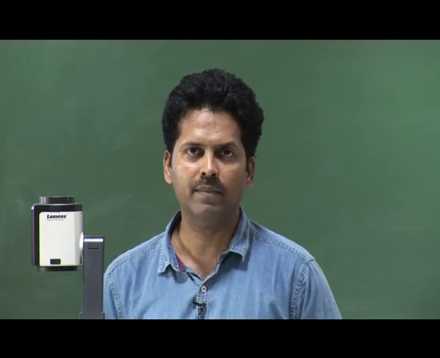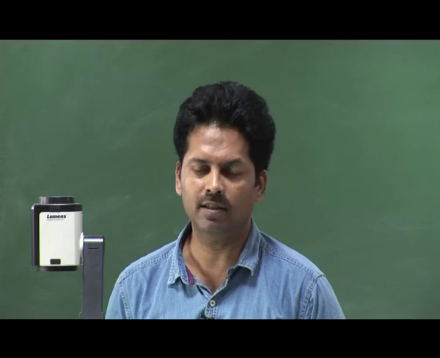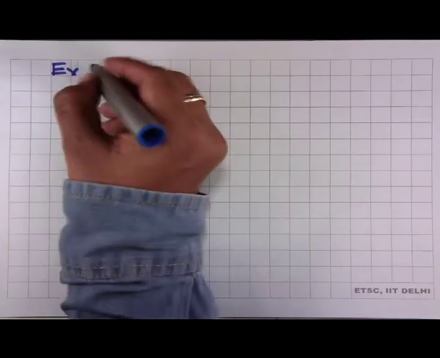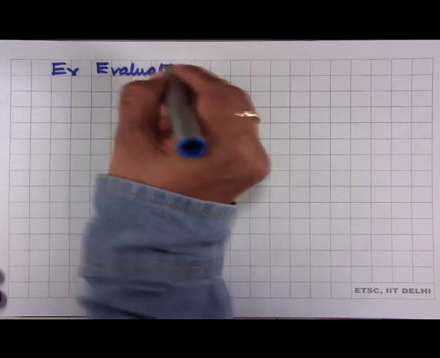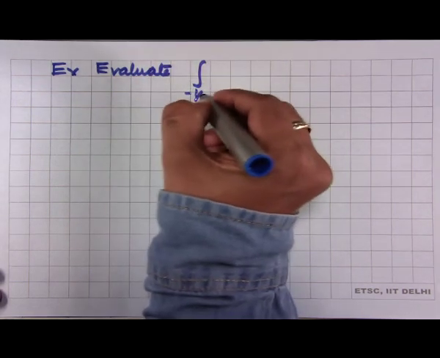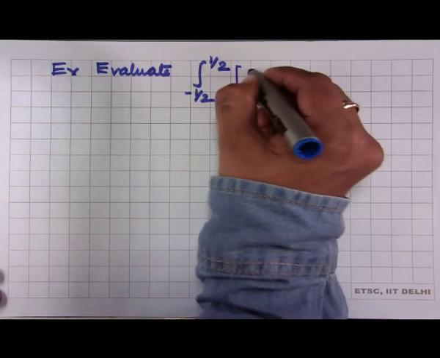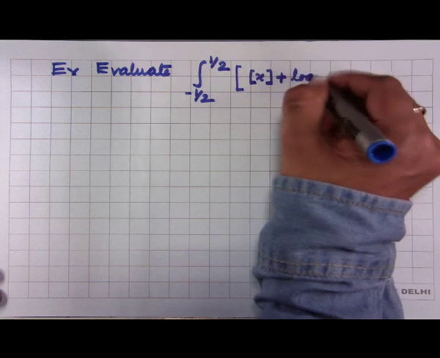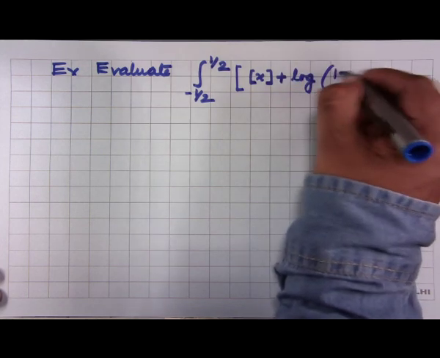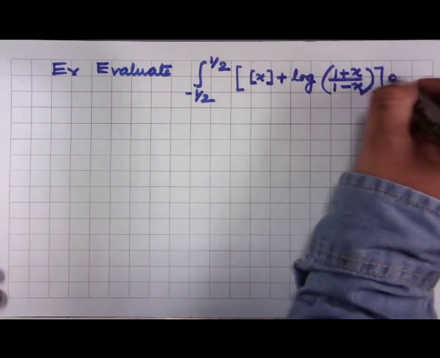In the sequence, let us consider one example on definite integrals: evaluate the integral from minus half to half of log of (1 plus x) upon (1 minus x) dx.